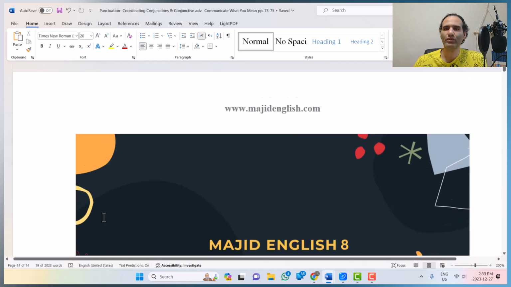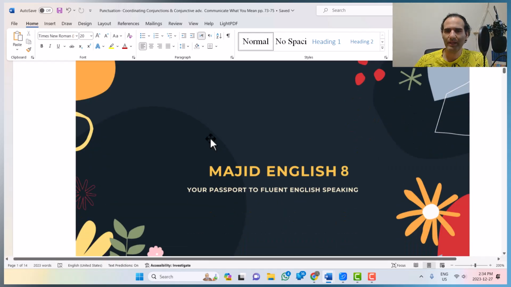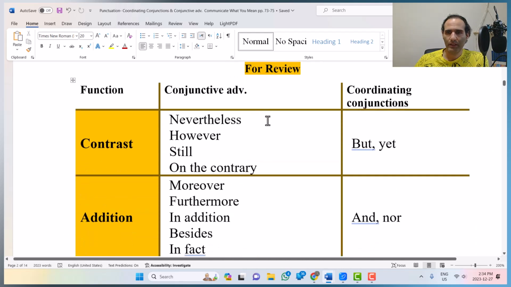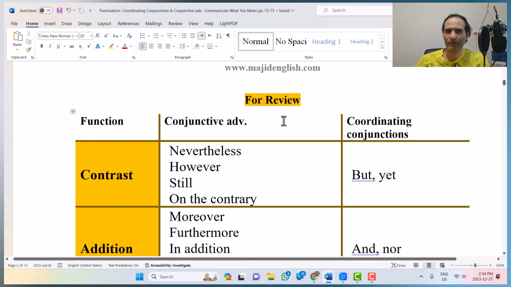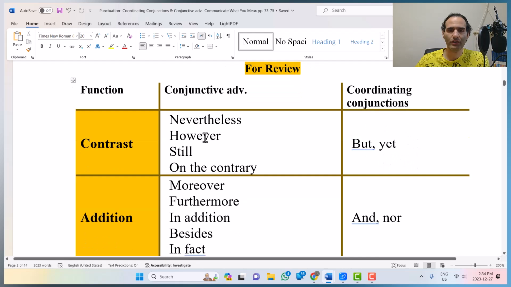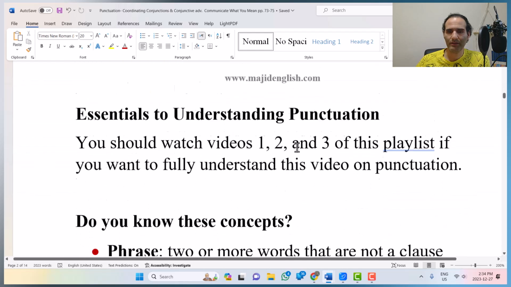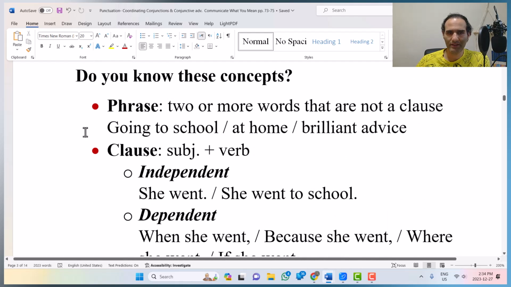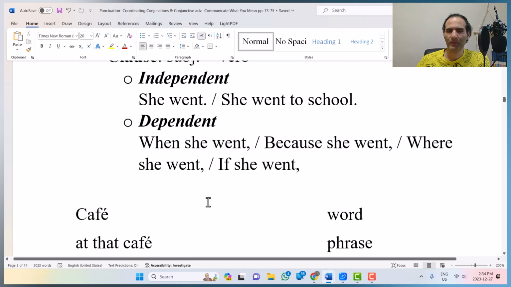But as a short review on what we talked about today. We talked about punctuations of coordinating conjunctions and conjunctive adverbs. Here it's just a review. In the previous video clip, video number 10 in this playlist, I have these conjunctive adverbs and coordinating conjunctions. I have talked about them in detail, and we talked about the punctuations of them. Before that, I expected you to know what a phrase is, what a clause is, and what a dependent clause is. We talked about them all.